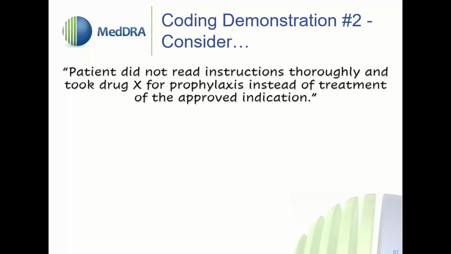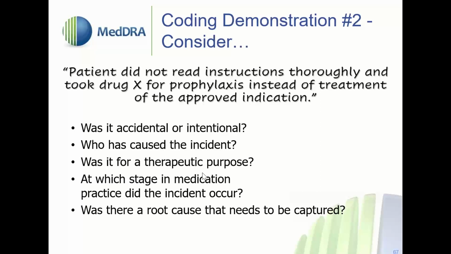Here it is reported that a patient did not read instructions thoroughly and took drug X for prophylaxis instead of treatment of the approved indication. So what do we know based on the information provided, right? Was it accidental or intentional? Yes. Do we know who caused it? We do. Was it in the framework of therapeutic use? Yes, it was. And we also know the stage where it occurred, right? But no root cause was provided again.